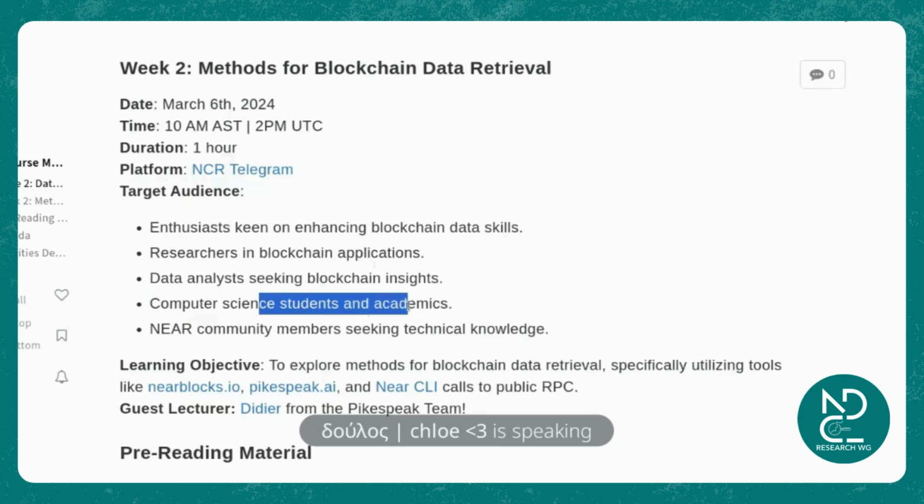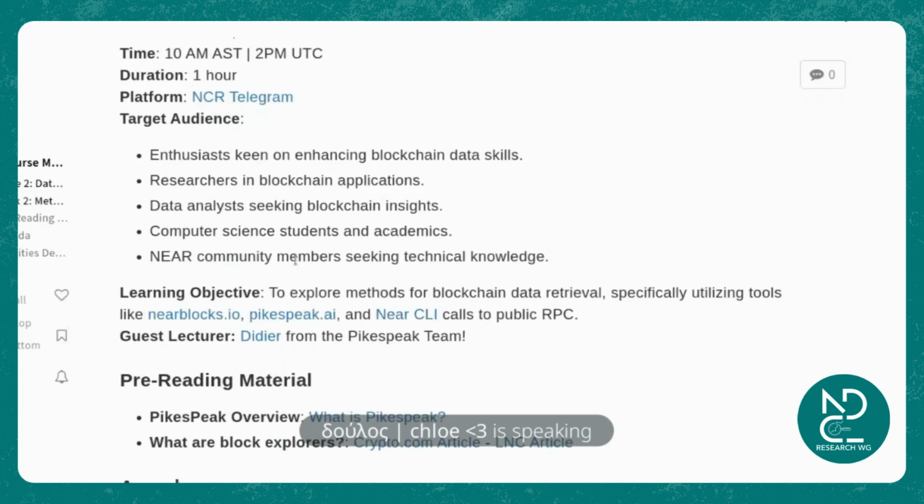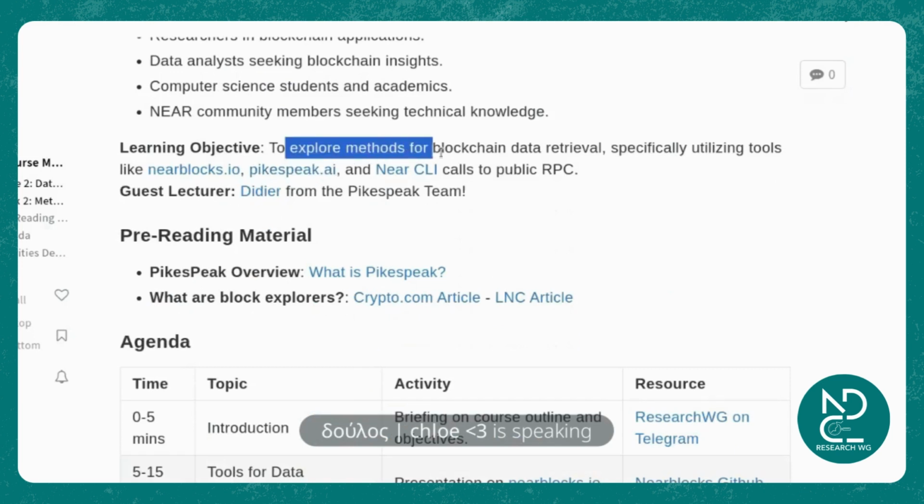Computer science students and academics in general, I think many computer science students will find a lot of this information interesting, and they'll be able to jump right in. And then generally, I know we have a lot of people here in the Near community at large who might want a better understanding of how to interact with the tools that exist here. So that's awesome. For the objectives, we'll explore some methods, digging into Near blocks.